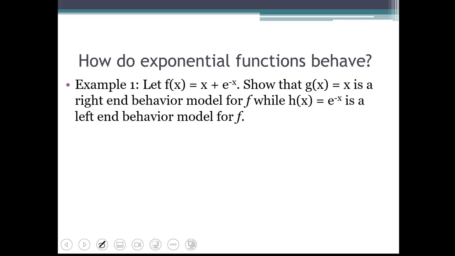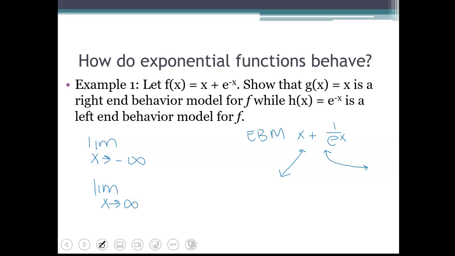What that means is that if we were looking at the limit as x approaches negative infinity versus the limit as x approaches positive infinity, the end behavior model for x plus 1 over e to the x is as follows. What you want to do is almost look at them separately. We know that x is going to start low and get high. And we know that e to the x is going to start high and get low, or approach zero. So if you combine them, the left end behavior model for f of x is going to come from that e to the negative x, whereas the right end behavior model is going to come from x.